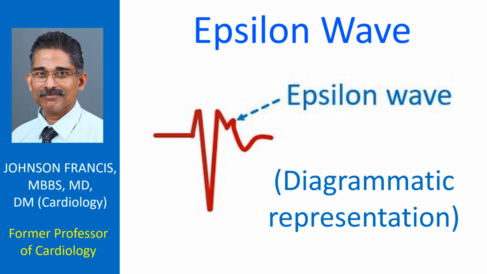Epsilon wave represents the delayed activation of surviving islands of myocardium within the fibrofatty tissue in ARVD. Some have called it a post-excitation wave, as a corollary to the delta wave in pre-excitation.